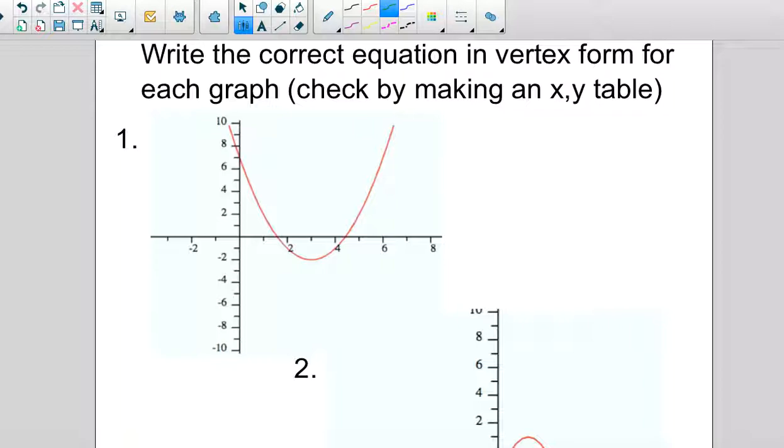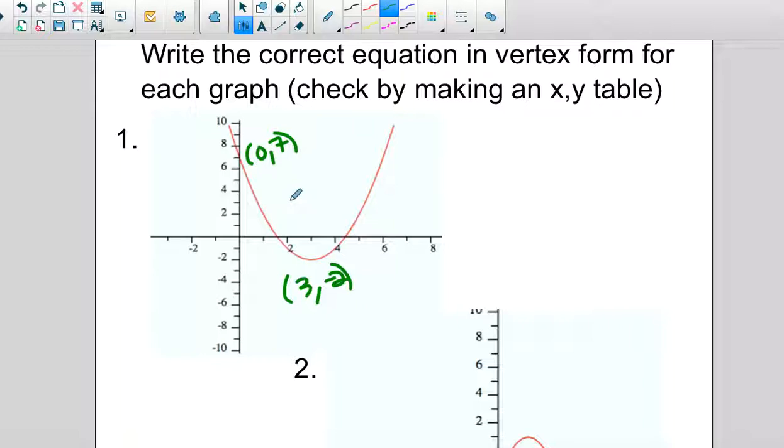All right, so this first one's interesting. The vertex is definitely down here at 3, -2. But I mean, you can plug in, this point right here is 0, 7. I would plug that one in. You could have also plugged in maybe another point if you could find it, but the y-intercept is easy to see.